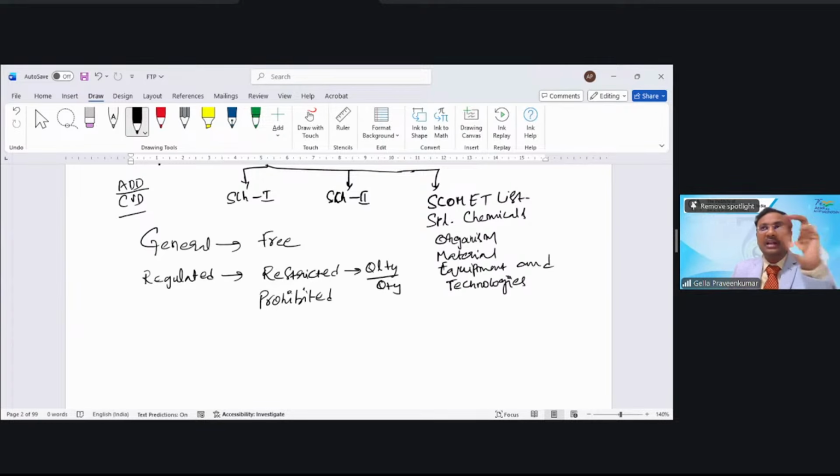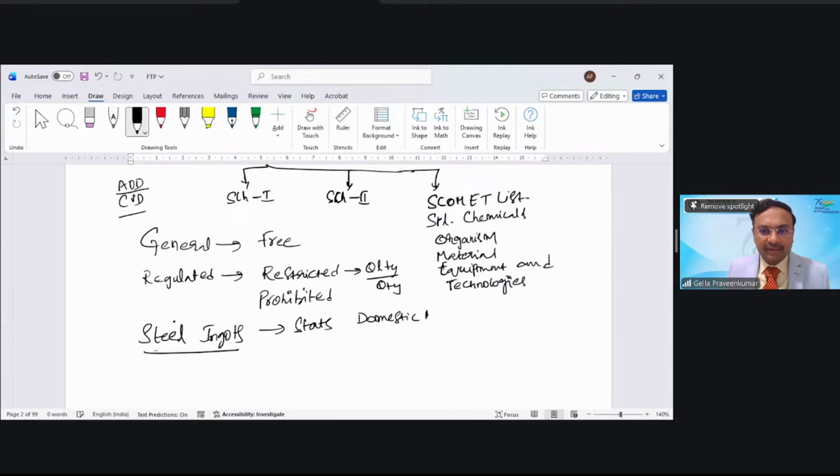Now, what I have to do is analyze. I'll give a simple example of how it works. Let me take the example of steel ingots, the steel which gets imported into India. Now, I need to have statistics with respect to domestic manufacture, then import country-specific data, then demand of the industry.